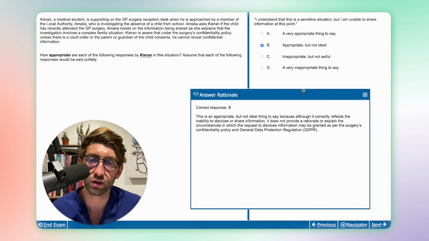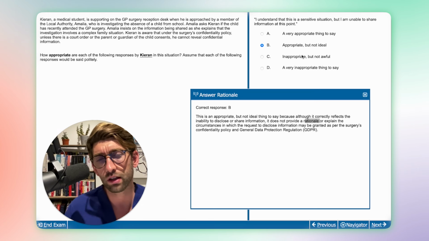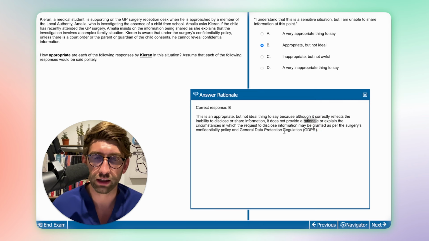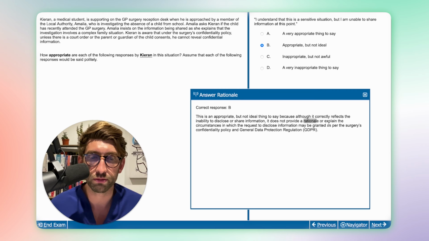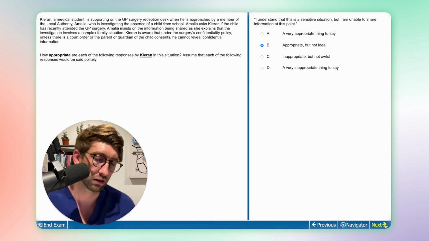So this is an appropriate but not ideal thing to say, because although it correctly reflects the inability to disclose or share information, it does not provide a rationale. This is what I'm saying. The reason is important as well, because if you got that answer, you'd say, well, why? You'd think that they're just being difficult. So if you preempt that with a nice reason, then people will be a lot more understanding, let's say. So it doesn't provide a rationale or explain the circumstances in which the request to disclose information may be granted as per the surgery's confidentiality policy and GDPR. Okay, cool. So providing more information might have made that a good answer.